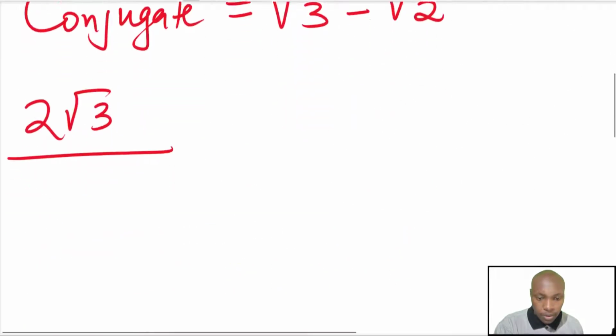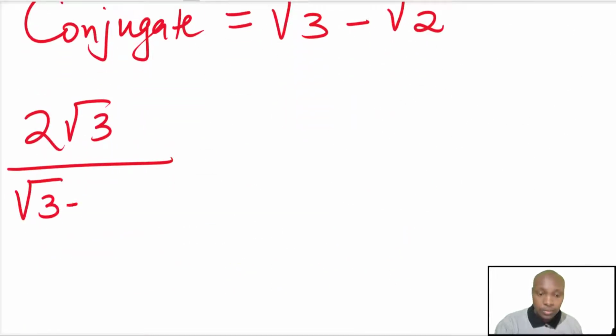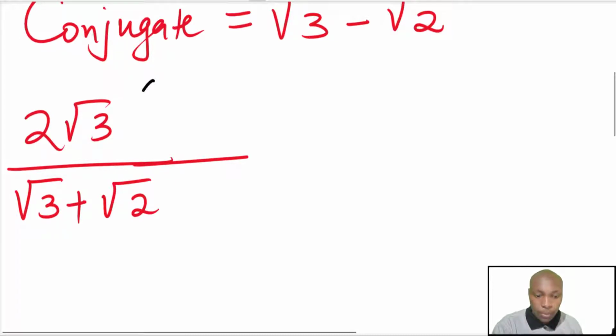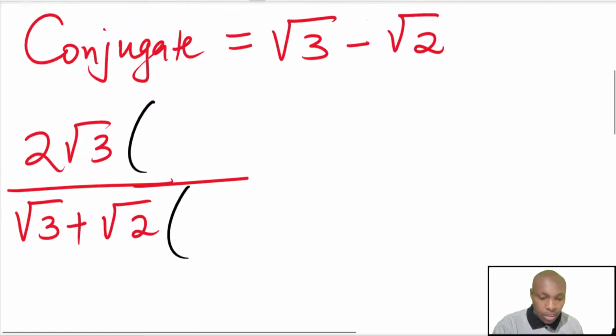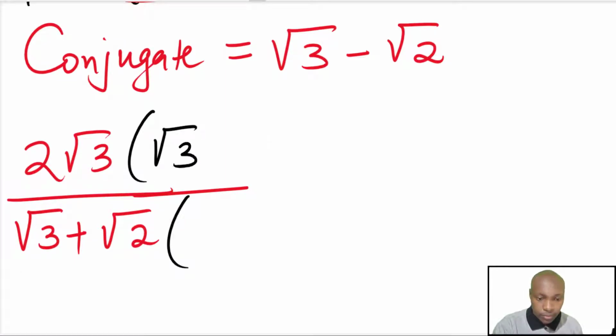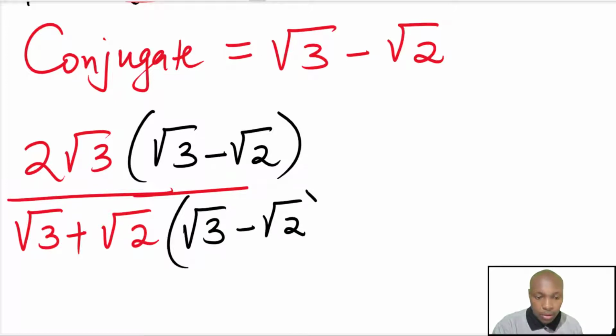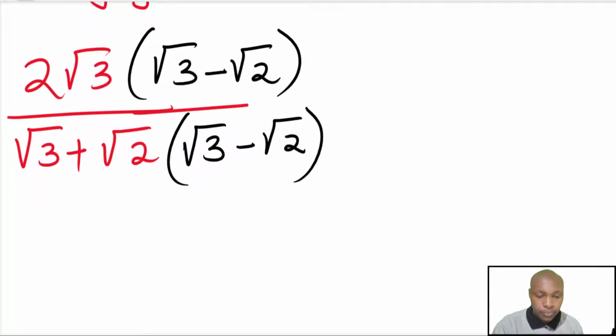So I write the fraction again. So 2 root 3 divided by root 3 plus root 2. So we multiply both the numerator and the denominator. So the numerator root 3 minus root 2, then the denominator the same. So let's begin with working out the numerator.